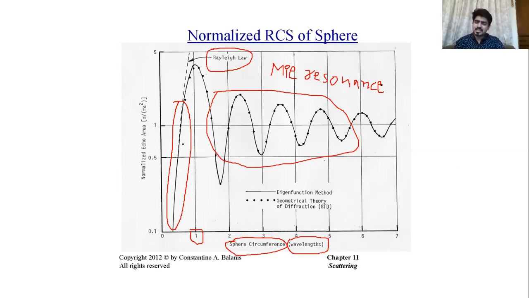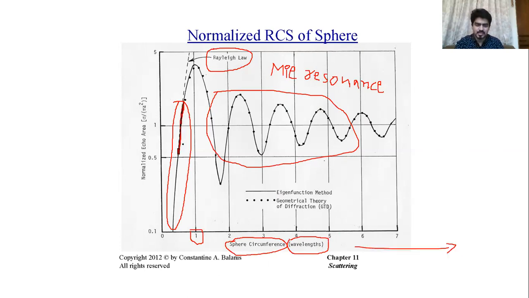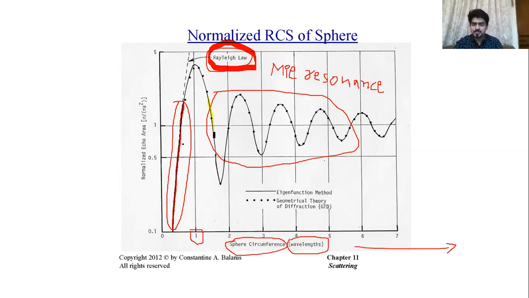And after that, as we keep on increasing the dimension of the sphere, as we keep on going towards the right hand side on the x-axis, what will happen is, in the beginning, as you can see here, it was following the Rayleigh law. After that, in the second region, your circumferential dimension is comparable to your wavelength, that is 1 wavelength or 2 wavelengths, 3 wavelengths, some multiple wavelengths.